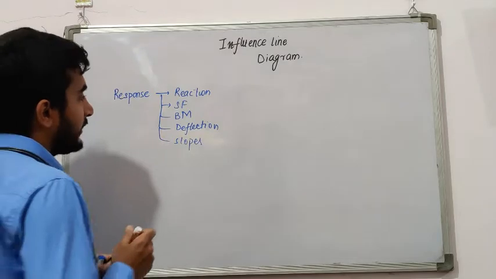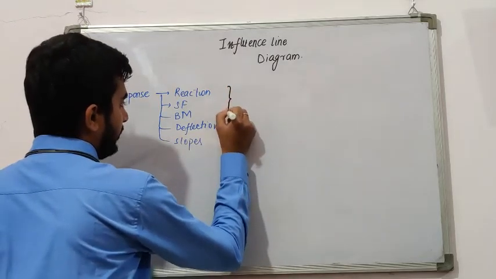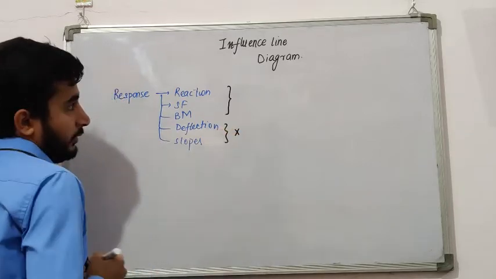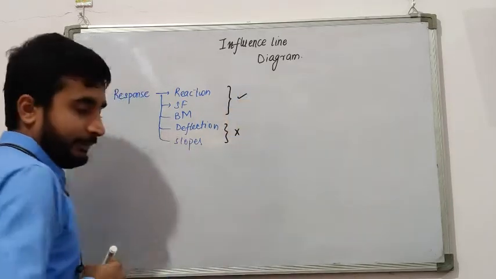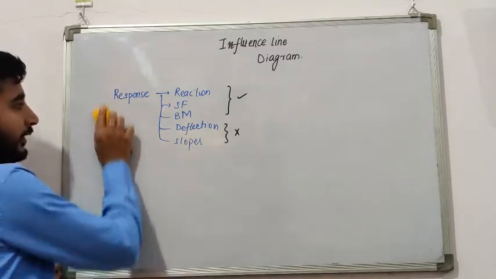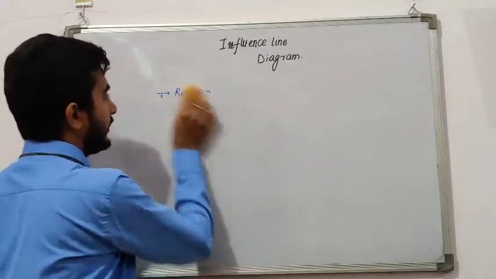So in the present discussion, we shall be restricting our discussion to these three things. We shall not be discussing these two in our influence line diagram concept. We shall be going with these only. So should we start with reactions? Fine. So we are here with the reactions.